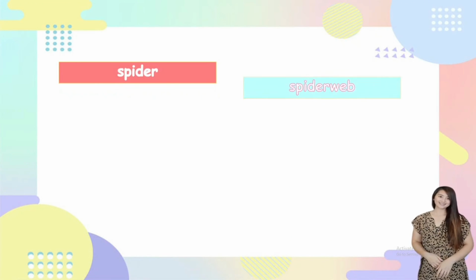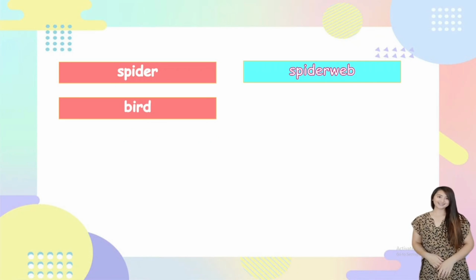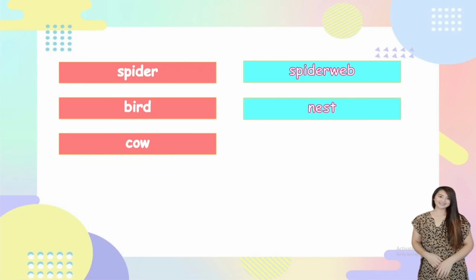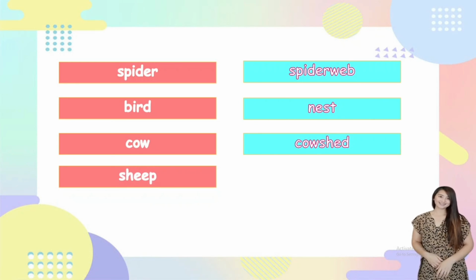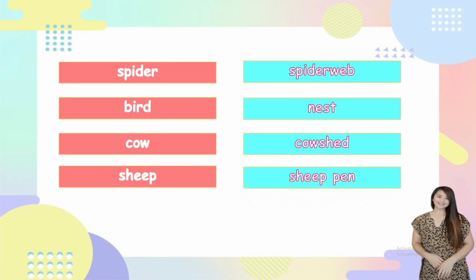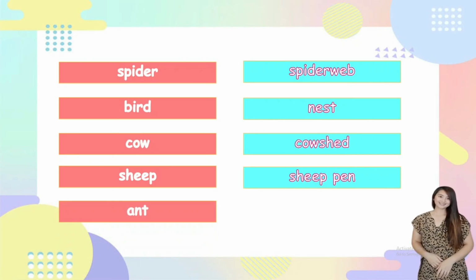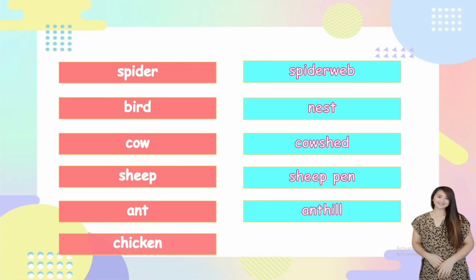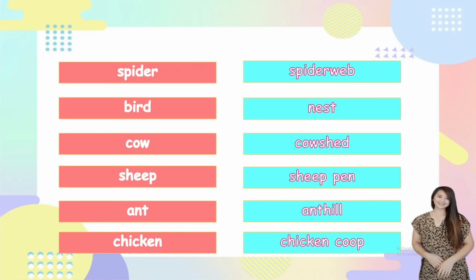spider, spider web, bird, nest, cow, cow shed, sheep, sheep pen, ant, ant hill. This is the last one. Chicken, chicken coop.